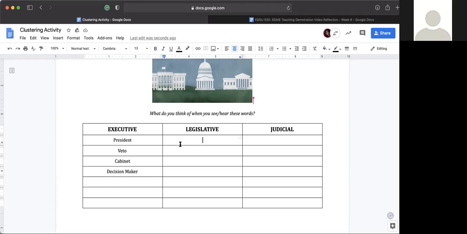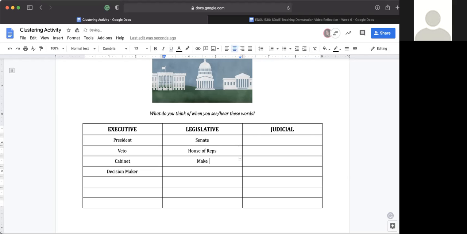So if anyone wants to chime in, what do you guys think of when you hear or see these words? Senate. Awesome. Senate does refer to one part of Congress, and Senate is one of those. Anything else? House of Representatives. Yes. House of Reps. And this is another part of Congress, and both have their own roles that we'll go into later. Anything else? Make laws.